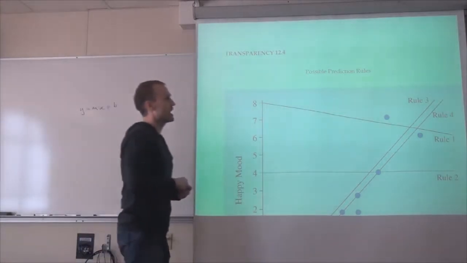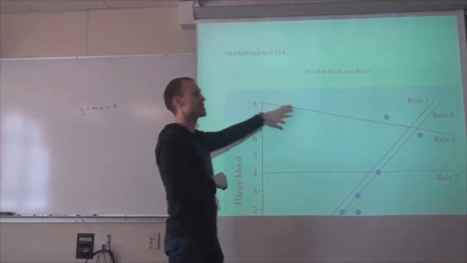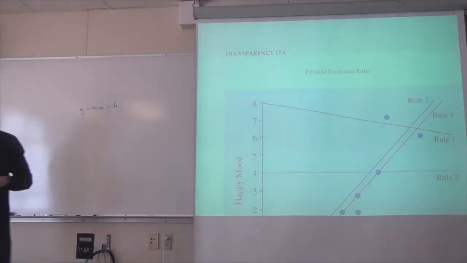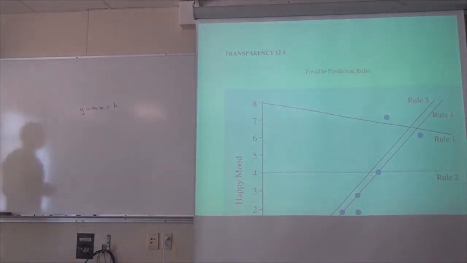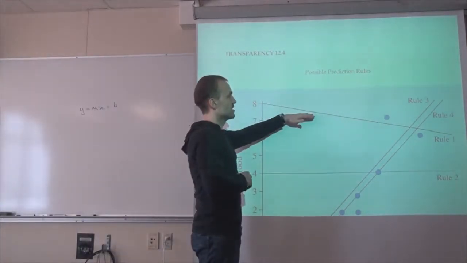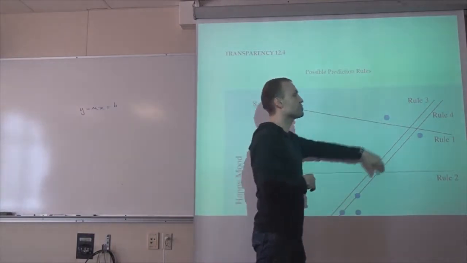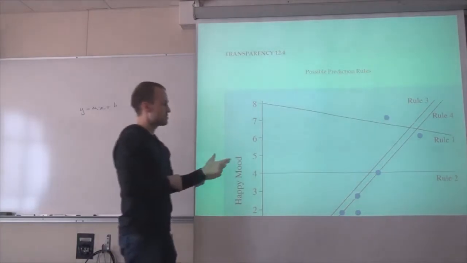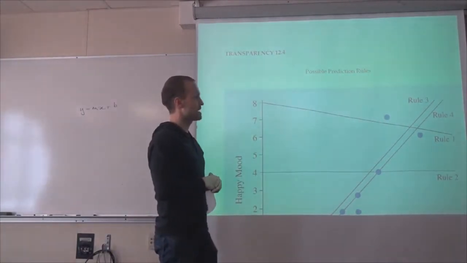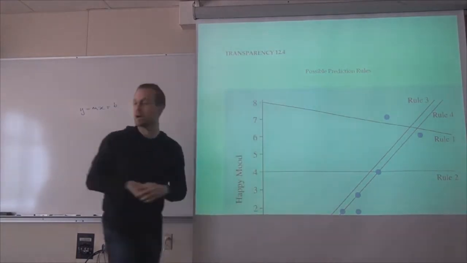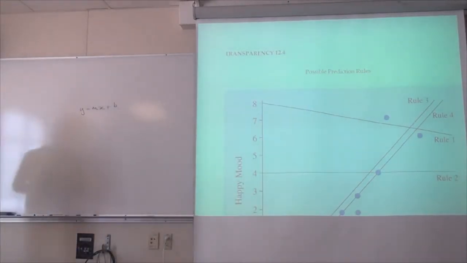In general, I could have many different equations, many different prediction rules. Each one will correspond to a different straight line. Now, given a sample of specific data values, for example, in the sleep mood example, I could survey a couple of people and see how they rate their mood.